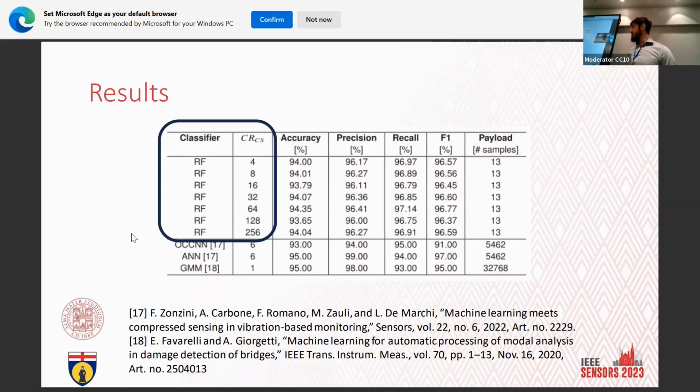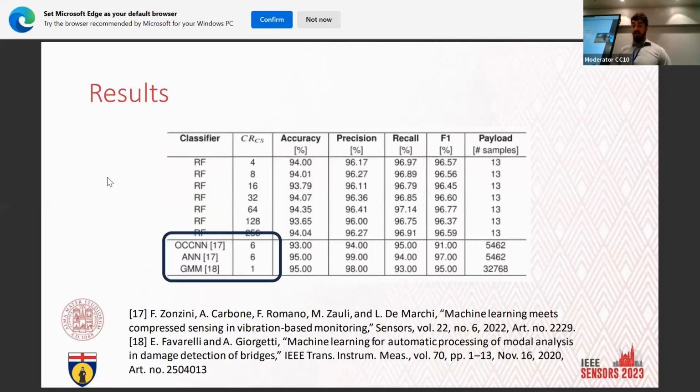As you can see, we have the random forest for the classification, and we used a lot of compression levels from 4 to 256. And these compression levels are much higher than the ones that you can find in the literature. In fact, here we have 3 recent baselines published in 2 recent works that do this same thing. They try to classify the health status of our structure, but reconstructing the information in the aggregation unit.